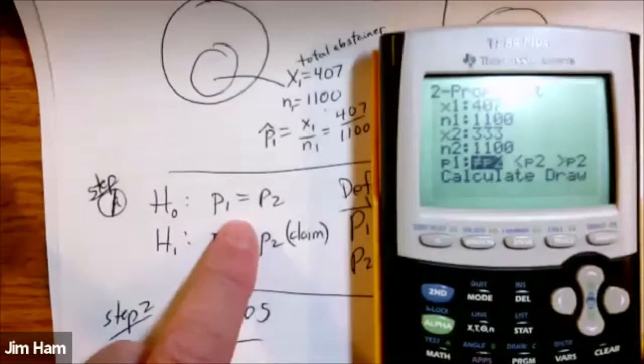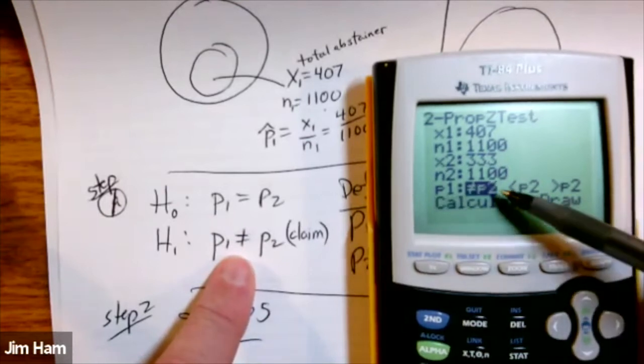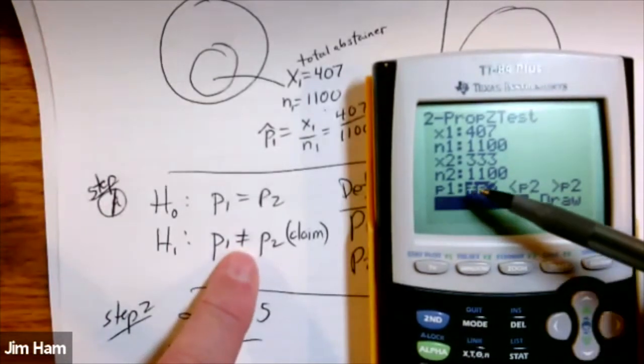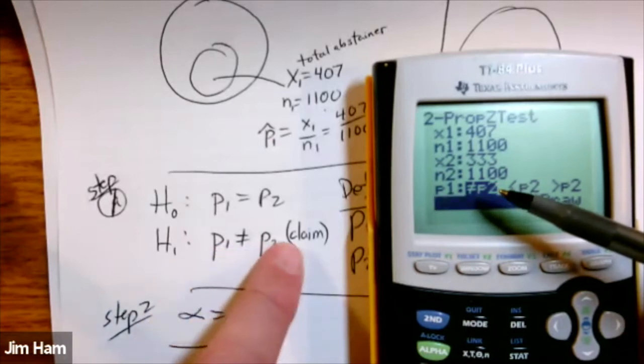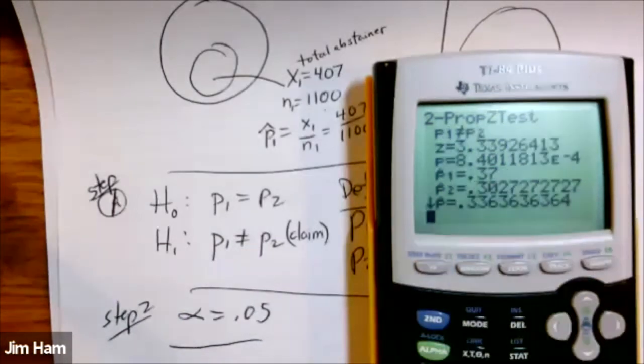P1 equals P2. But we do have to give it information about the alternative hypothesis, because the calculator needs to know, when calculating the p-value, if we're dealing with a one-tailed right, one-tailed left, or a two-tailed test. So we have to select the not equal to icon to match: P1 not equal to P2. That's exactly what it says here. Then it's going to calculate the test statistic and the p-value, so we'll write those down.